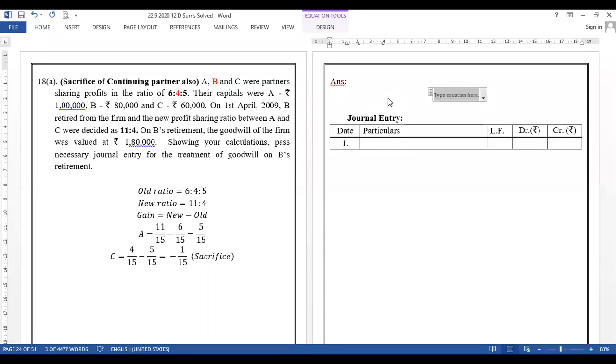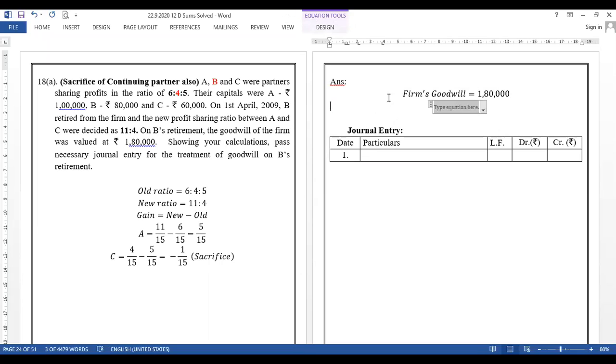This will be the same every time in the entire chapter. Goodwill will not be given as the share of the retiring partner; generally, the firm's goodwill is given to us. The firm's goodwill is rupees 1,80,000. What normally we have been doing is calculating the retiring partner's share. Retiring partner is B, so let us calculate B's share in goodwill.